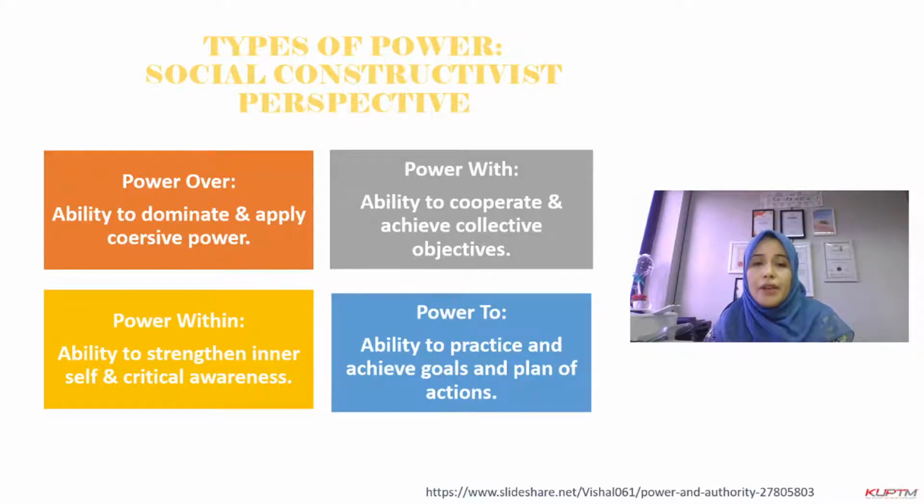Number 2, power with, the ability to cooperate and achieve collective objectives. So when you work in your group as a group leader, this is what you want your members to have, the ability to cooperate and achieve collective objectives. Your objective is to get good grades. Why? Cumulative, it will help you a lot.